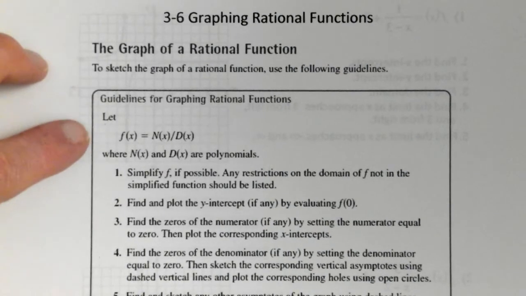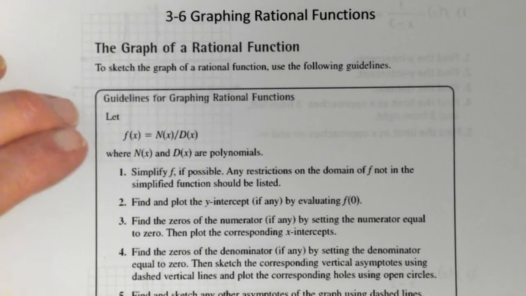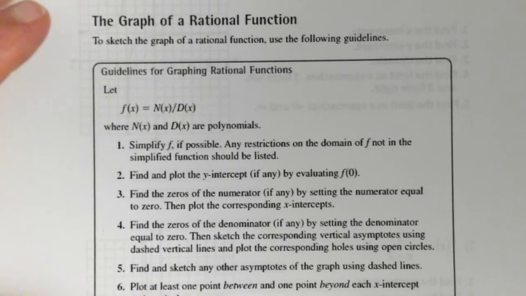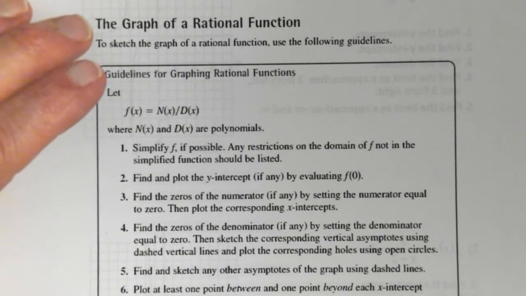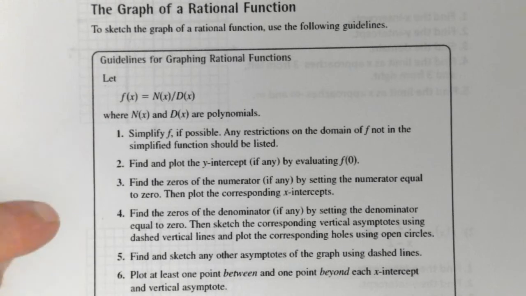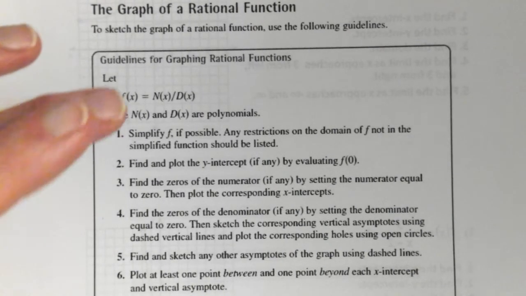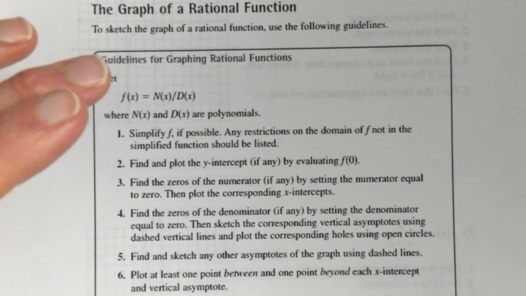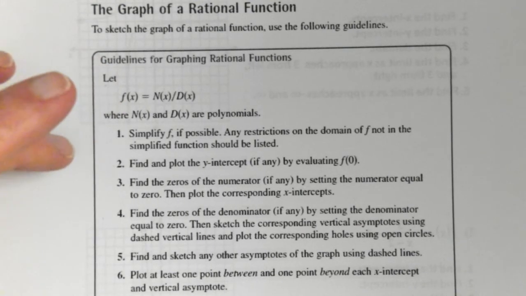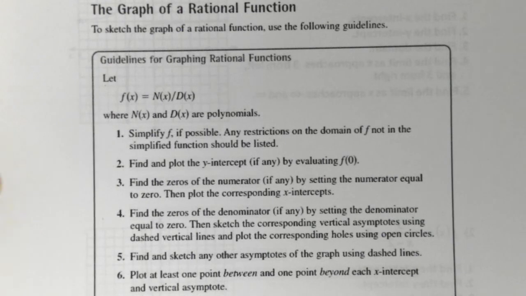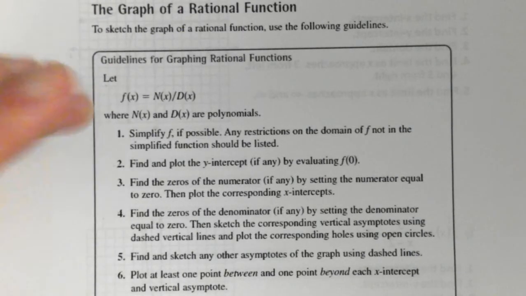All right, so first of all, it says let f of x be equal to n of x over d of x, where n of x and d of x are polynomials. All right, so first step, simplify if you can, and then make note of any restrictions on the domain that are in the original function but not in the simplified form. Like, for example, if you cancel the x minus 3 on the top and the bottom, then 3 would no longer be in the domain, right?